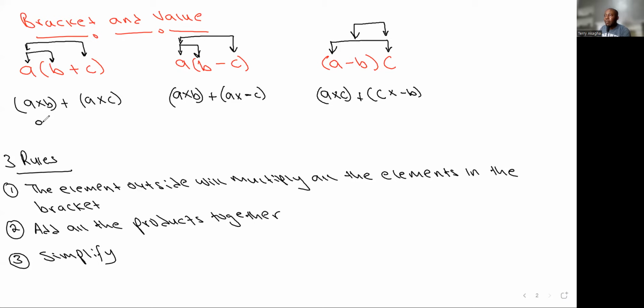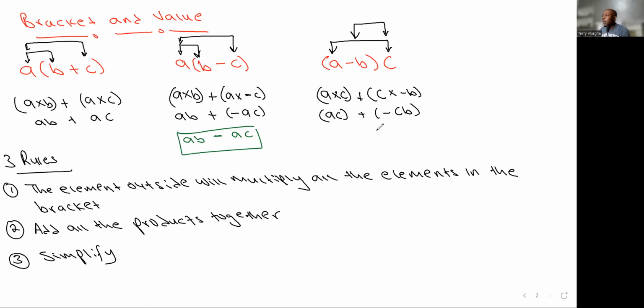So this is going to become AB plus AC. This is AB plus minus AC. This is going to become AC plus minus CB. In the last video, I talked about the signs and the concept of multiplying or dividing signs. I also explained that plus multiplied by minus is going to give you minus. So it's going to become AB minus AC, and that'll be the answer for this.